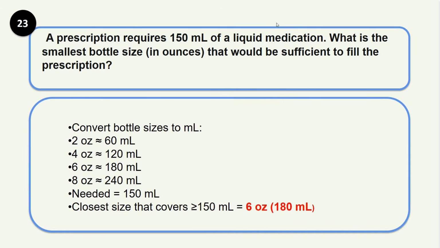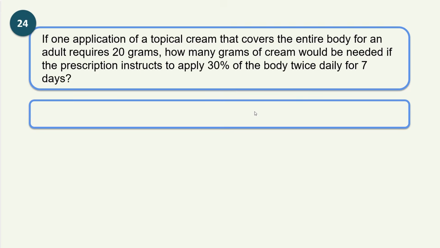So basically here each ounce equals 30 mL. So 6 ounces contain 180 mL. You need to prepare 150, so the closest one is 6 ounces. That's the closest for filling 150 mL of liquid.